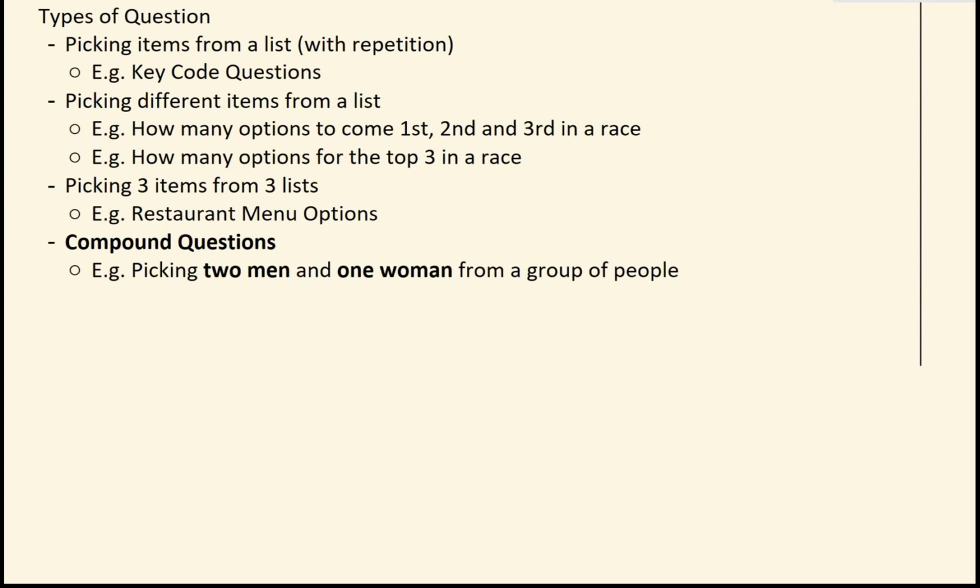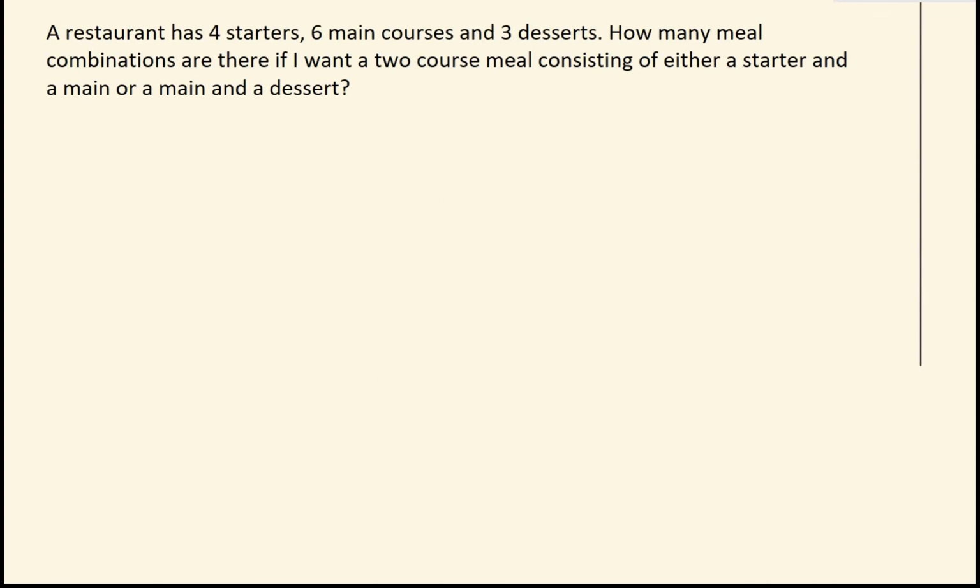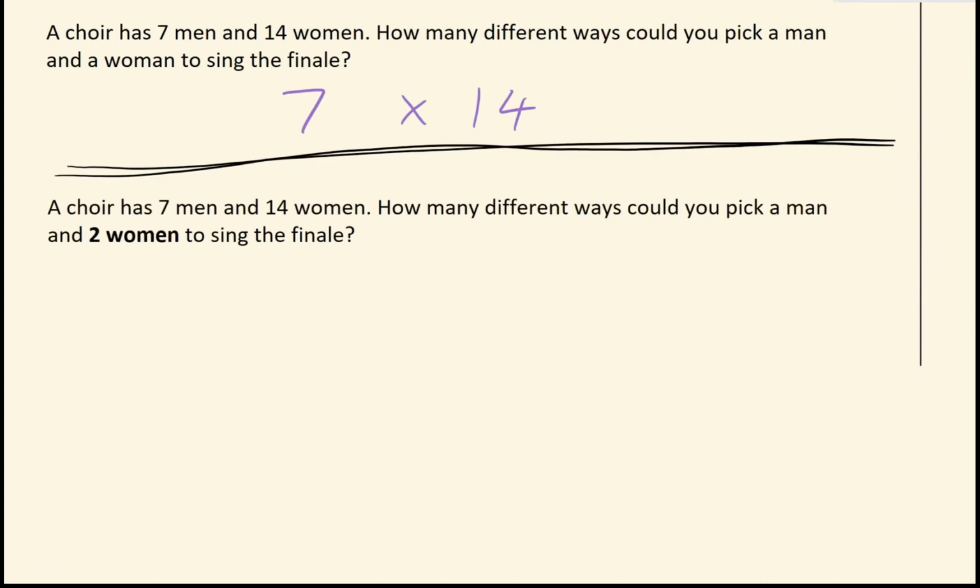This leads us nicely to compound questions, where you're basically picking multiple people from different lists. So let's go back to my choir question first. We know if picking 1 man and 1 woman, we would have 7 times 14 options, okay, or 98.